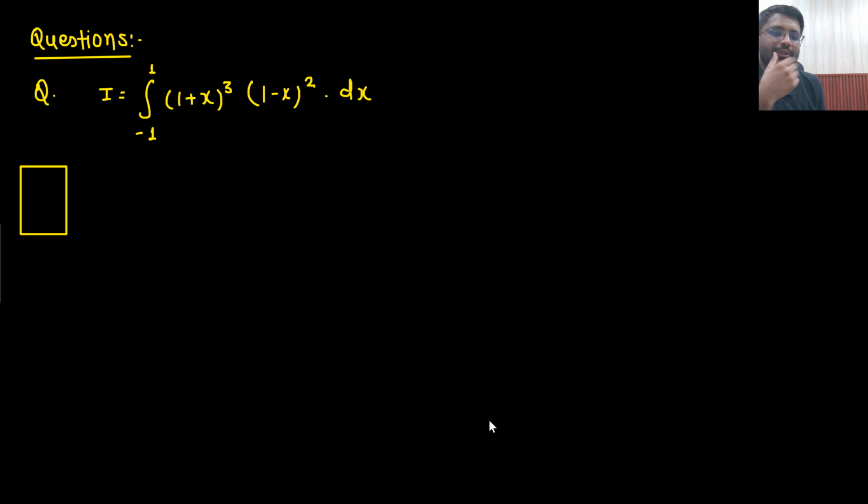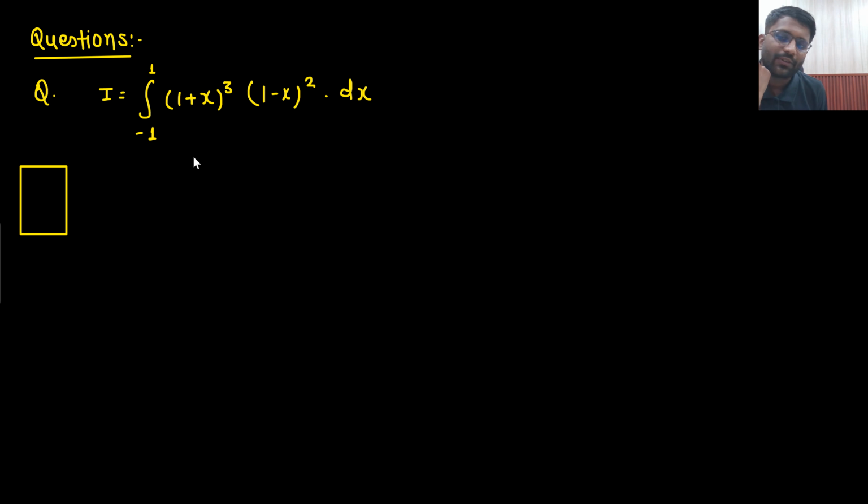What do you think? What substitution will you do here? Do you see a standard form here? Nothing, no standard form, sir. I have to do the substitution. Which substitution are you going to do? Sir, 1 plus x and 1 minus x are both available. First of all, I will think if I put x equals sin square theta, this will become cos square theta, but 1 plus sin square theta is nothing. If I put tan square theta, 1 plus tan square theta will become sec square theta, but 1 minus tan square theta is nothing.